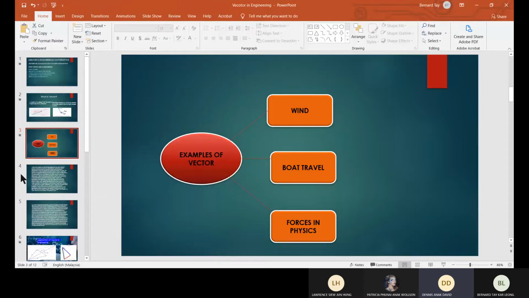Examples of vectors: they can be used for wind, a boat's travel, and some physics. They can also be used to find the direction of a ship from one land to another, for them to reach a certain distance. And also for weather forecasts and other scientific uses of vectors.